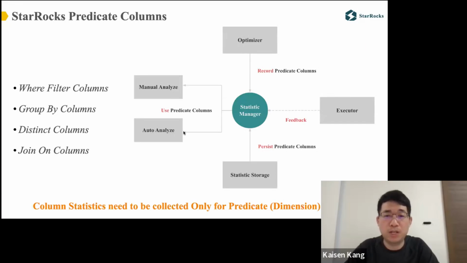The core idea of predicate columns mentioned before is very simple. We believe that when a table has hundreds or thousands of columns, only the statistics information of a few key columns will affect the quality of the final plan. In OLAP analytics, these columns are generally dimension columns, such as the filter column, group by column, distinct column, and join on column. So we only need to collect statistics for the predicate columns.